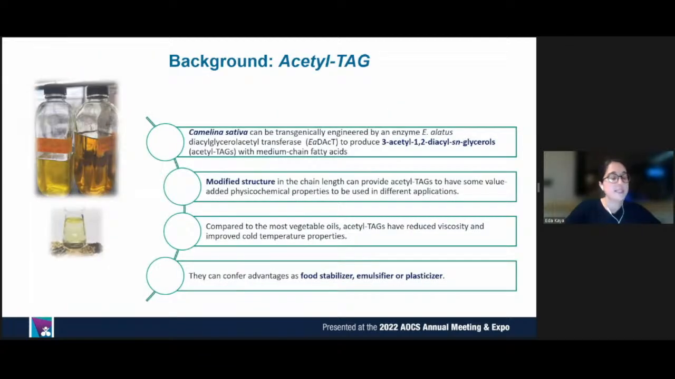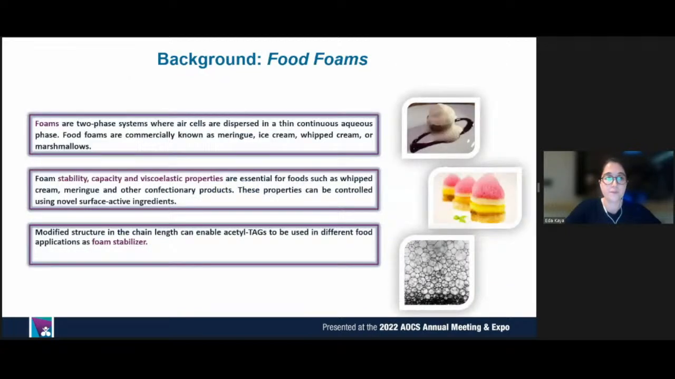Camelina sativa has a very rare structure after the modification with an acetate group at the sn-3 position. This modification gives acetyl TAG value-added functional physicochemical properties in different food applications. For example, they can be used as a food stabilizer, emulsifier, or even plasticizer. So what is the relation with the foams?